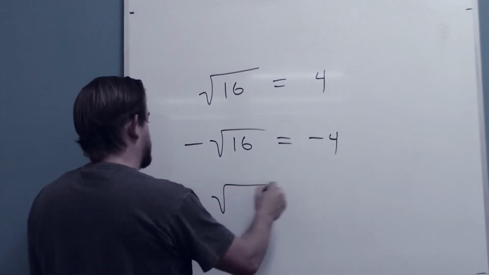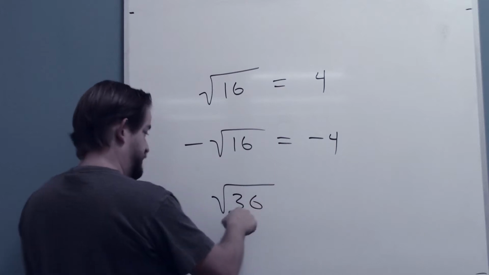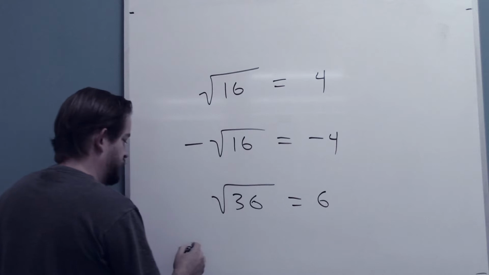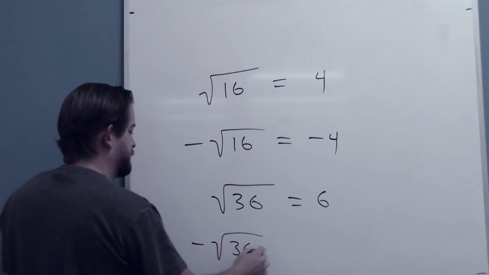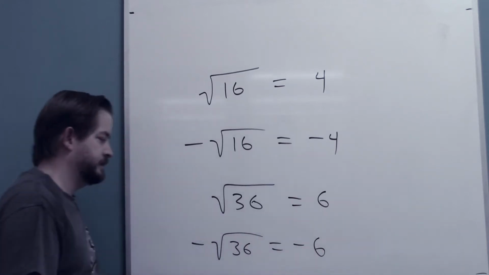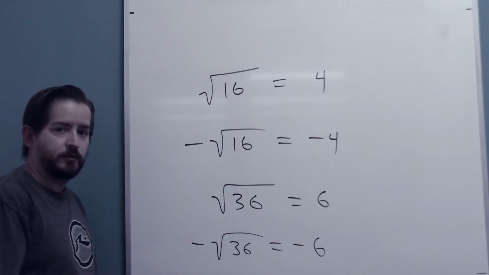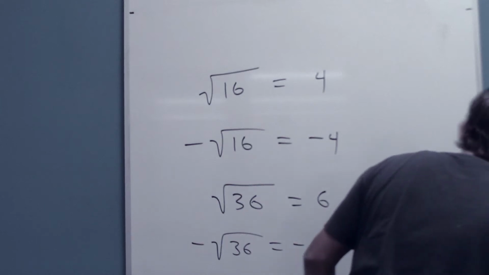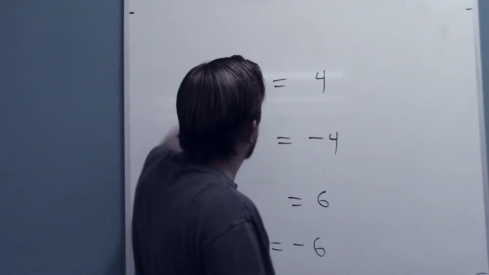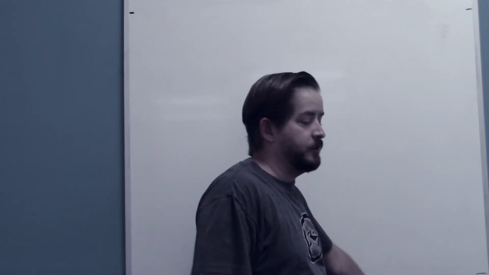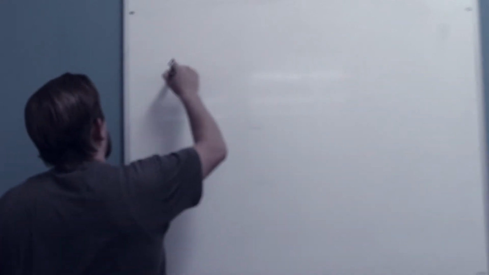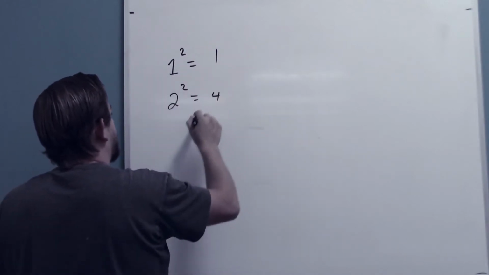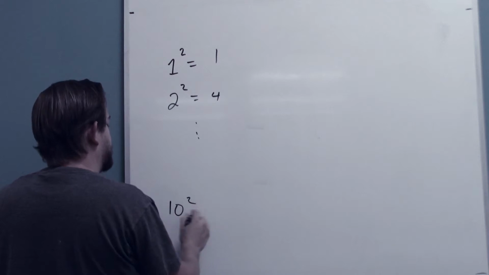Also say 36, the principal square root of 36 is 6, whereas the negative square root of 36 is negative 6. And we have usage for that symbol. It's worth knowing the first couple of integers and their squares. So it's worth knowing that 1 squared is 1, that 2 squared is 4, and so on, maybe up to 10. 10 squared is 100.